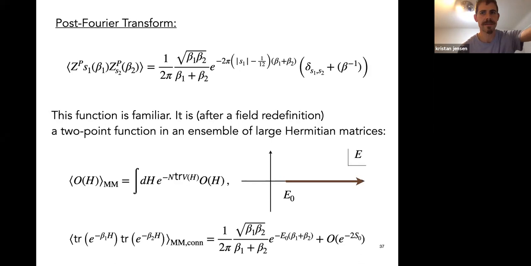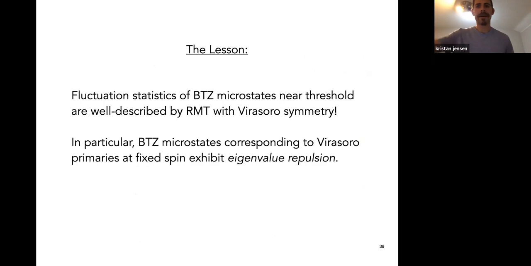up to corrections that are, of course, matrix models have a genus expansion. This is the leading contribution in the genus expansion of the matrix model. In other words, the 3D gravity result lands you on what you would have guessed for this partition function from random matrix theory expectations. Said another way, the fluctuation statistics of BTZ microstates near threshold, so the things that you get at low temperature, energies near the BTZ threshold, well, they're well described by random matrix theory with Virasoro symmetry. Said yet another way, BTZ microstates, the ones corresponding to Virasoro primaries at fixed spin, our computation indicates that they exhibit eigenvalue repulsion.